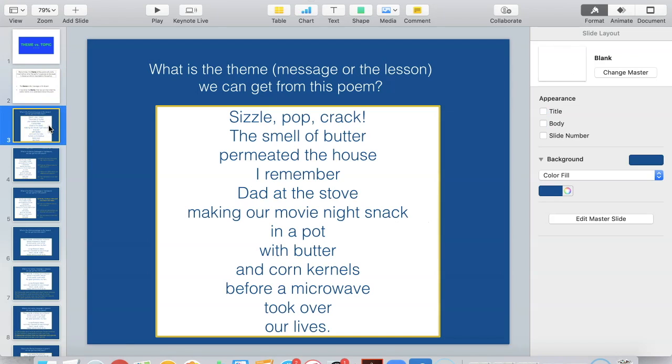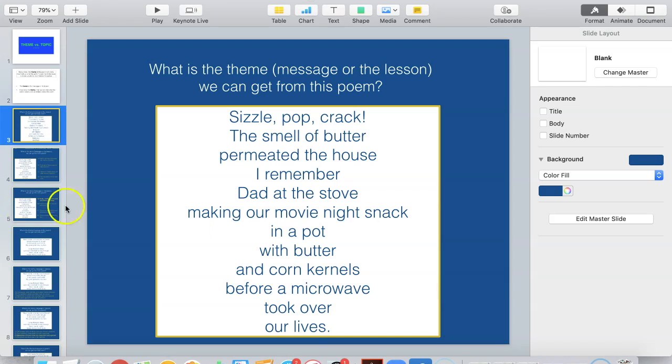Okay, so let's take a look at this. Our overall question is we want to think about what the message or the lesson is from the poem. All right, here we go. Sizzle, pop, crack. The smell of butter permeated the house. I remember Dad at the stove making our movie night snack in a pot with butter and corn kernels before a microwave took over our lives.